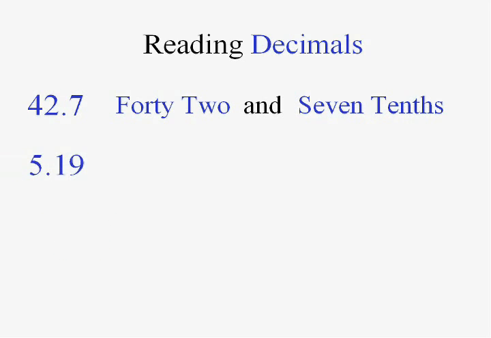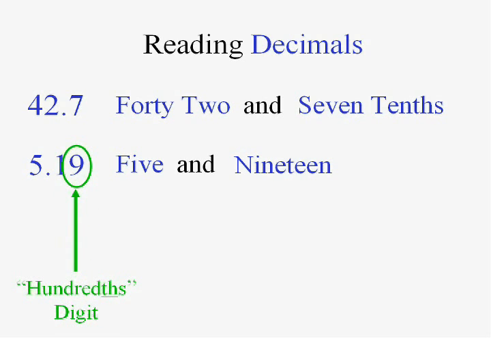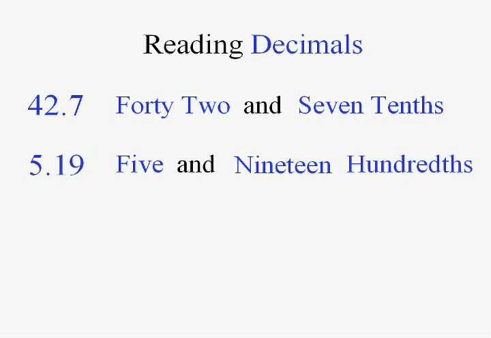Let's do another. This would be the whole number part, 5. And remember what we say instead of that point. We don't say point. 5 and, now we're going to say the fractional part, 5 and 19. Now which digit do we use? Well, we use the rightmost, which in this case is the hundredths. So 5 and 19 hundredths.